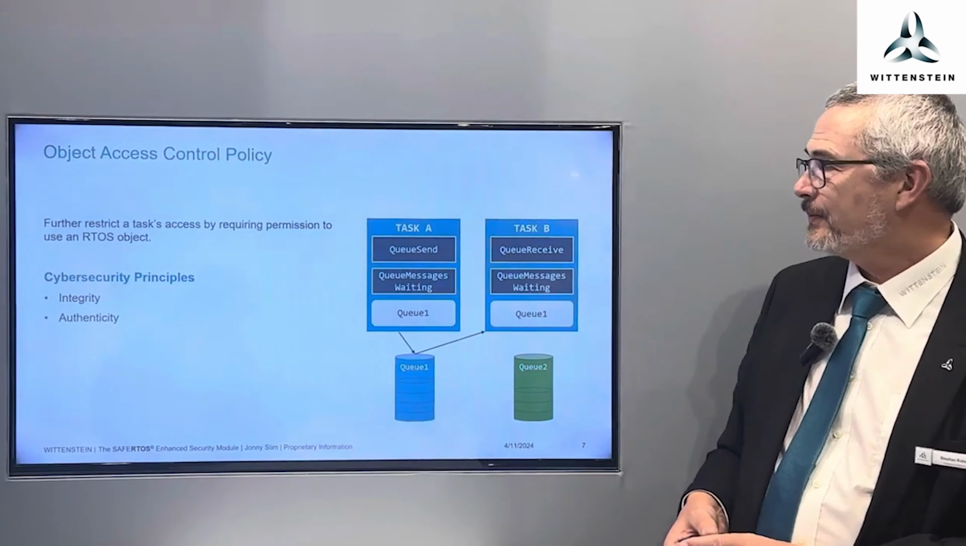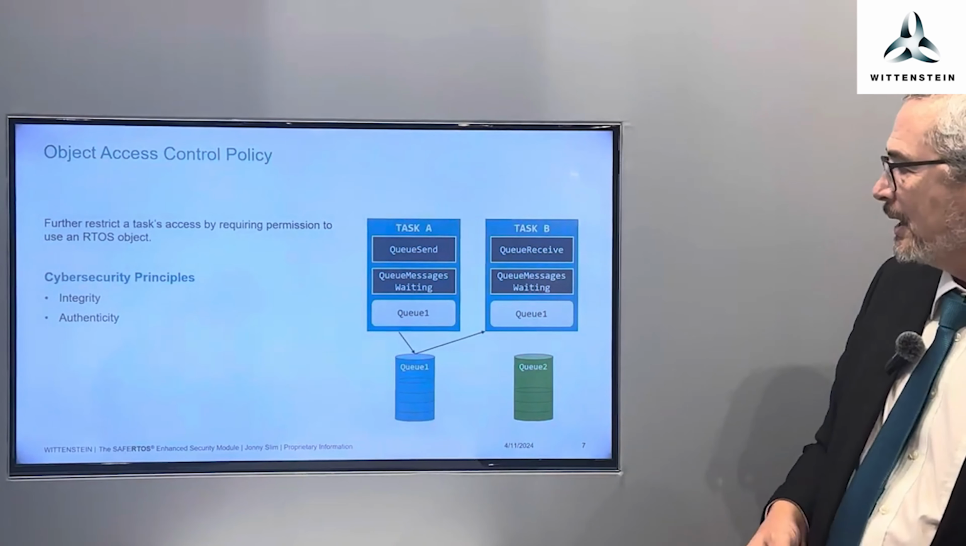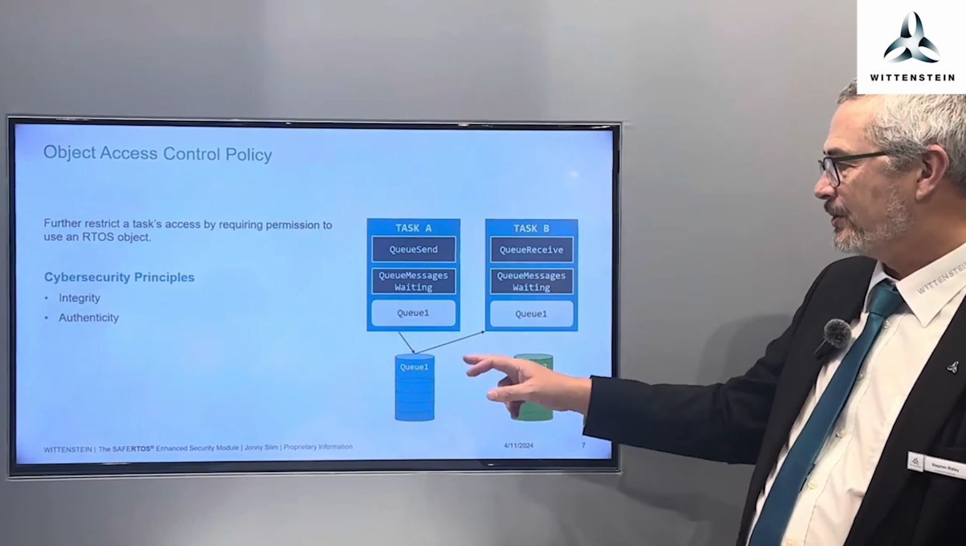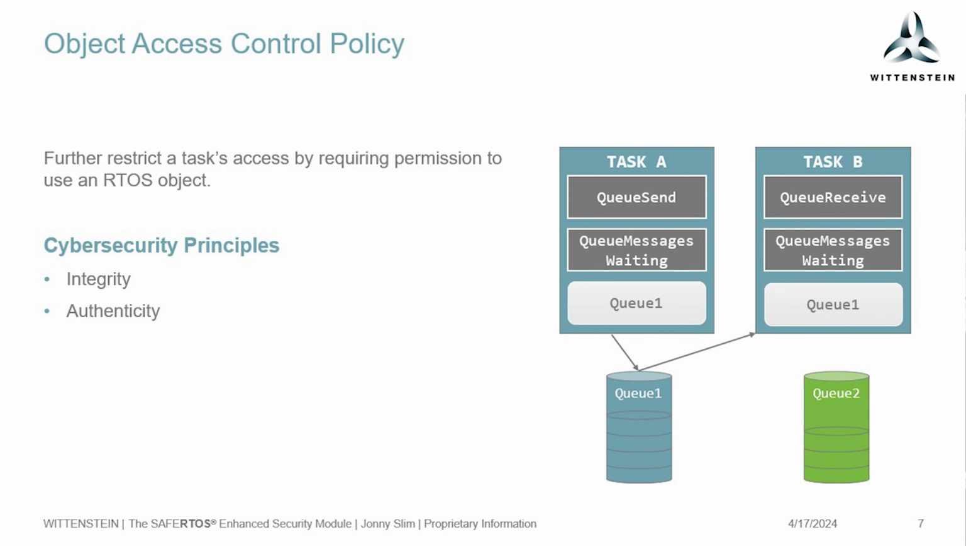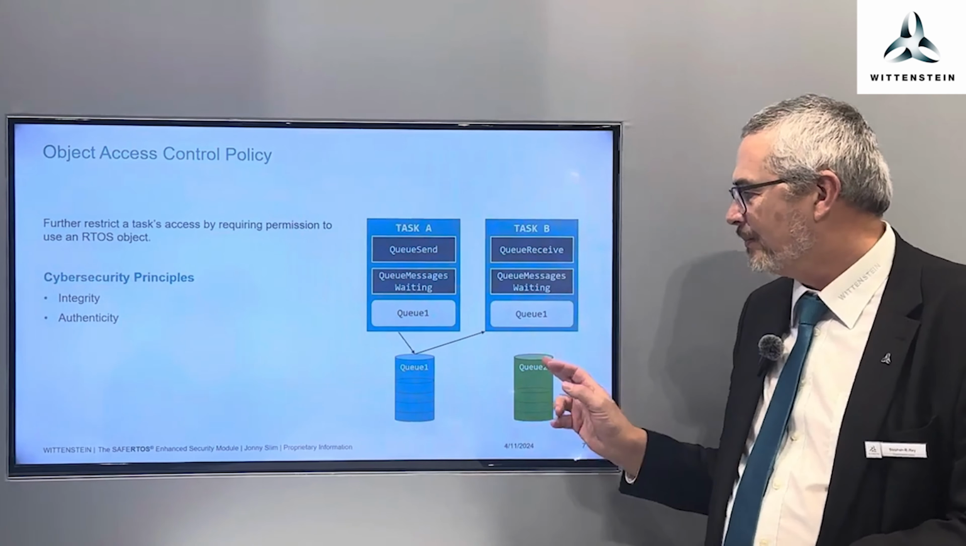In a similar vein, the object access control policy configures which queues these tasks have access to. So as well as restricting which API functions they're using, we can also restrict which queues or other kernel objects the task has access to. So in this case, these two tasks are allowed to communicate through Q1, but not through Q2.